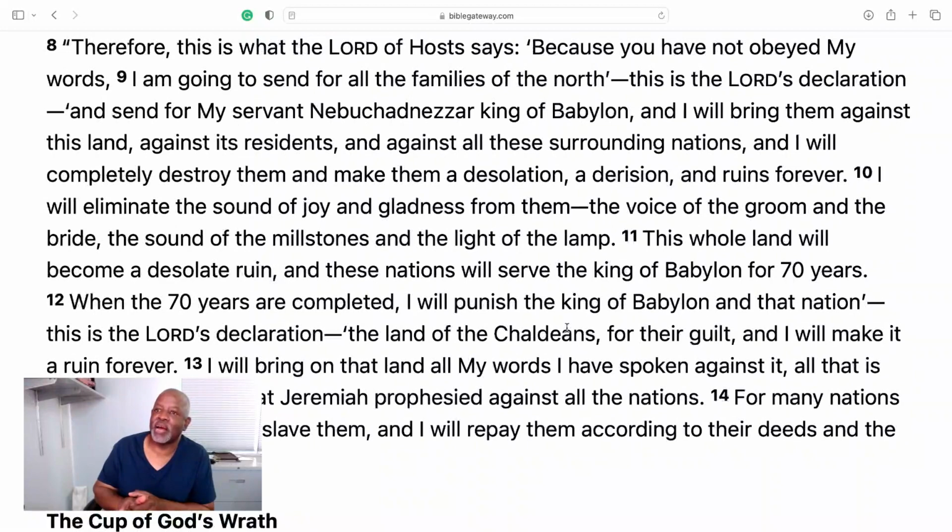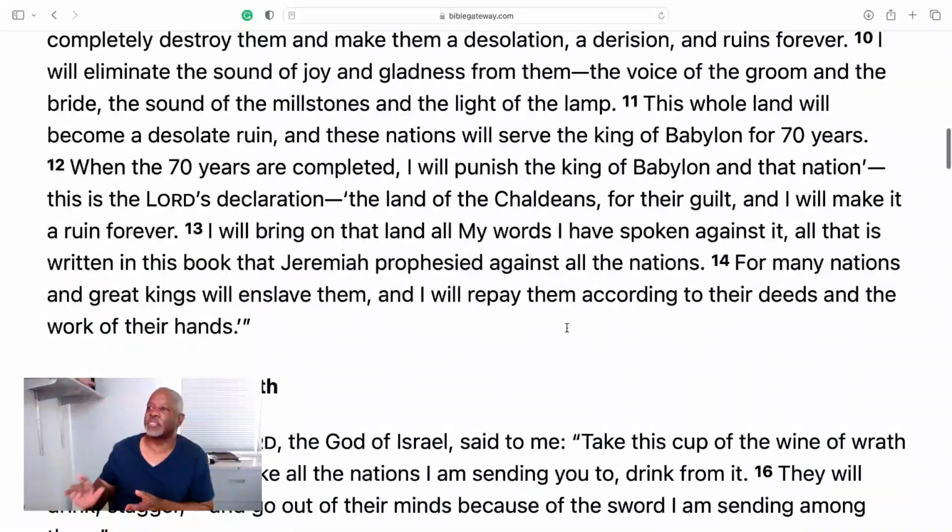I will eliminate the sound of joy and gladness from them, the voice of the groom and the bride, and the sound of the millstone and the light of the lamp. The whole land. Now, this is what I want you to focus on here, verse 11. This whole land will become a desolate ruin, and these nations will serve the king of Babylon for 70 years. And then he says, when 70 years are complete, I will punish the king of Babylon and that nation.